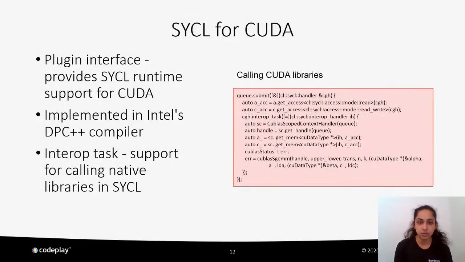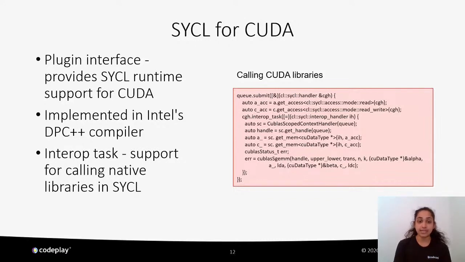The initial versions of SYCL were built on top of OpenCL, and hence they were not supported on non-OpenCL backends, for example, CUDA. But with the introduction of the plugin interface, we can directly run SYCL programs on non-OpenCL backends as well. One example of this is SYCL for CUDA, which was implemented in Intel's DPC++ compiler.